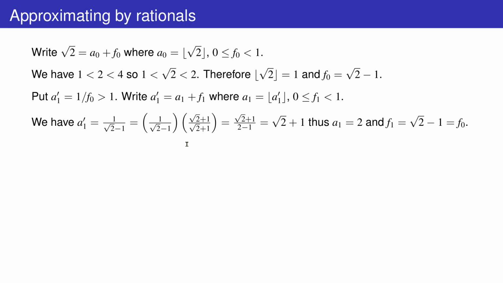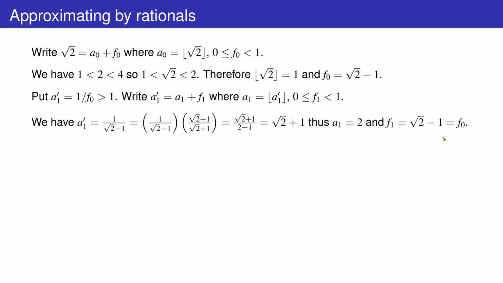In other words, multiply by 1, otherwise known as the square root of 2 plus 1 over the square root of 2 plus 1. This simplifies to the square root of 2 plus 1 over 2 minus 1, which is, conveniently, the square root of 2 plus 1. And so we want to decompose this into its integer part and fractional part. We already know that the square root of 2 is between 1 and 2, and so the square root of 2 plus 1 is between 2 and 3. And so its integer part is 2. So we'll put a1 is 2, and then the fractional part is the square root of 2 plus 1 minus that integer part 2, which is the square root of 2 minus 1.